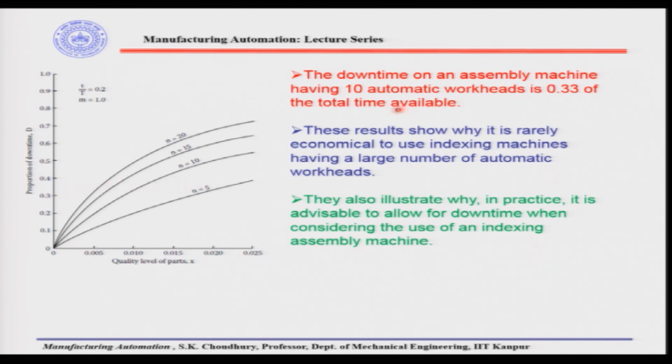For a particular quality level of parts, you can find out what will be the proportion of downtime for the number of workheads, either 5, 10, 15 or 20. Subsequent results, how we can get them, whether we need a large number of machines, and what the difficulty is in having a larger number of machines, we will discuss in the next session. Thank you very much.